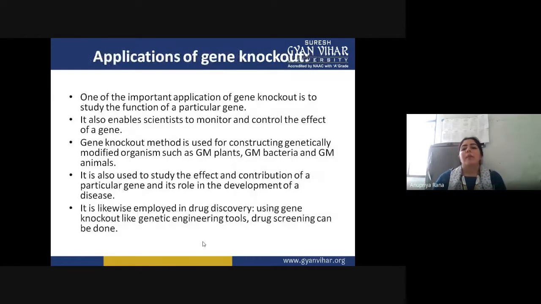Lastly, what is the application of gene knockout? Why are we using gene knockout? Simply, a very important application is to study the function of a particular gene. If we want to study what kind of function is performed by this gene, we can do the gene knockout.